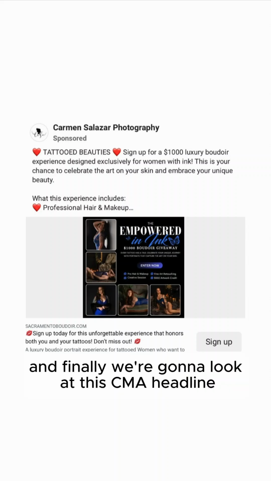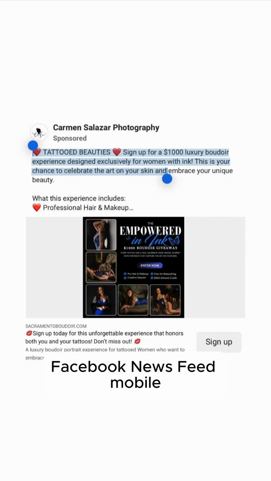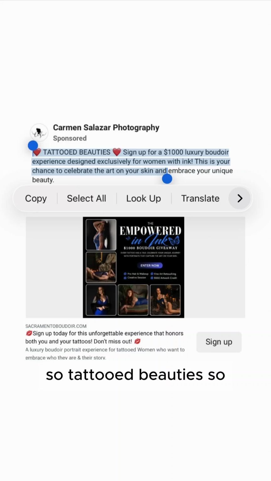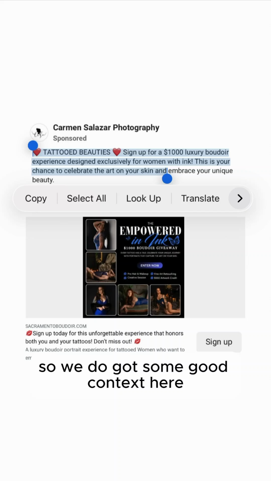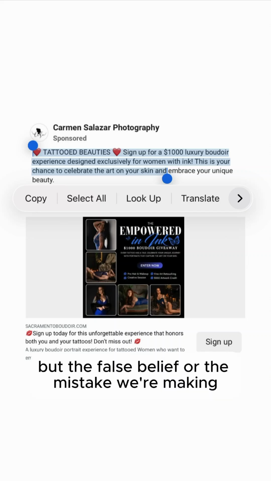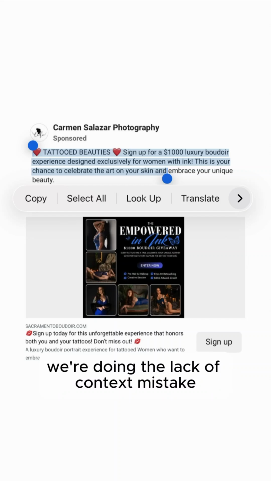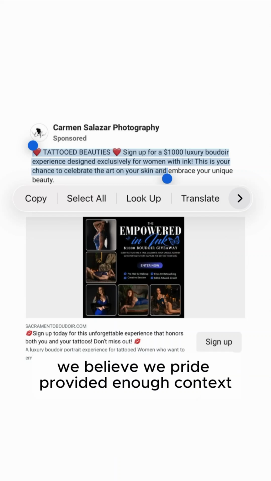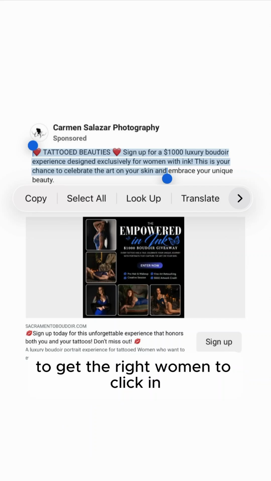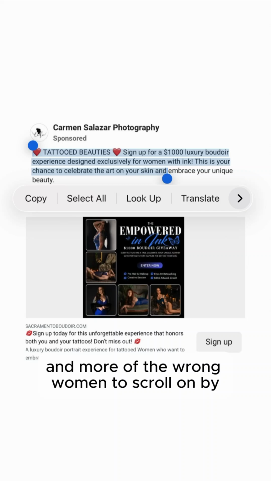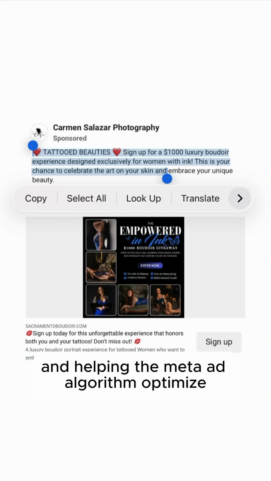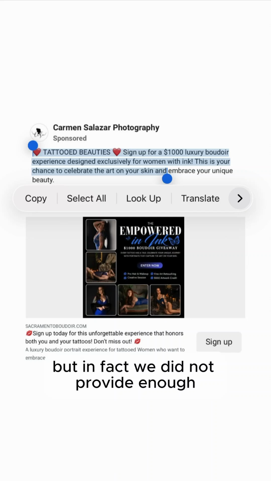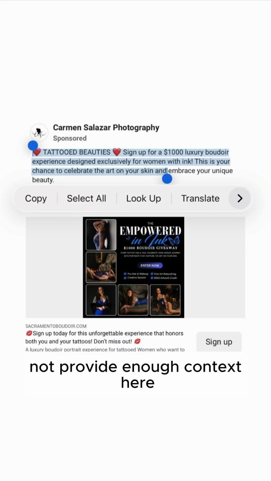And finally, we're going to look at this See More headline, the first 2 3/4 lines, Facebook newsfeed mobile. So, tattooed beauties. So, I think this is your chance. All right. So, we do have some good context here, but the mistake we're making is the lack of context mistake. The false belief that causes us to make this mistake is we believe we provided enough context to get the right women to click in, and more of the wrong women to scroll on by, and helping the Meta ad algorithm optimize. But in fact, we did not provide enough context here.